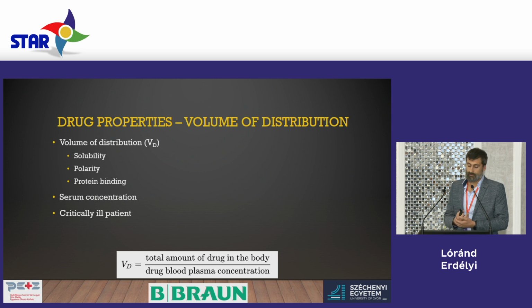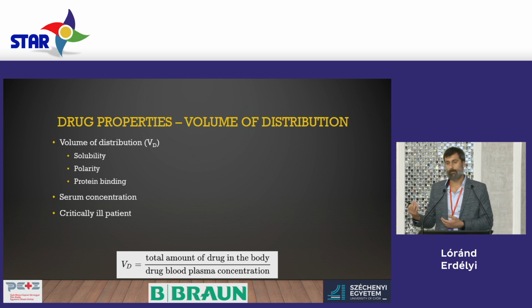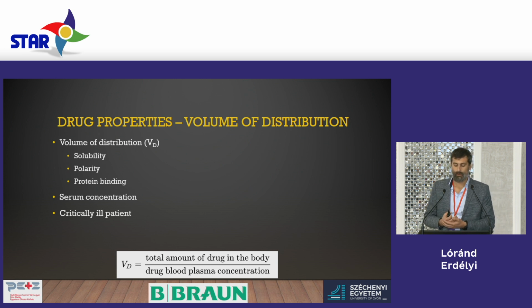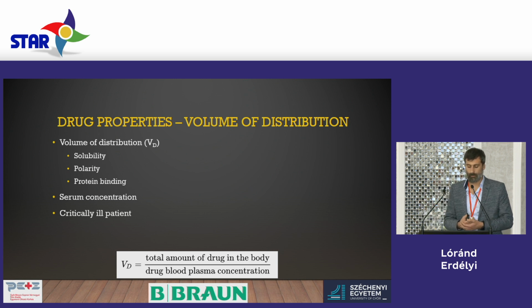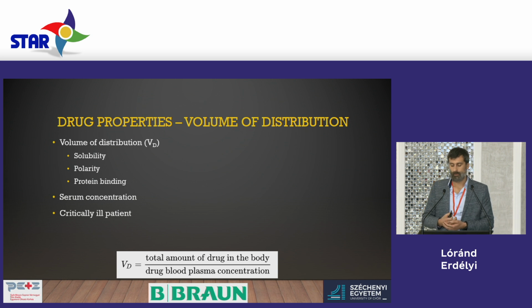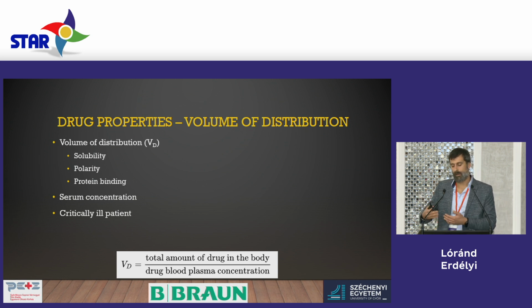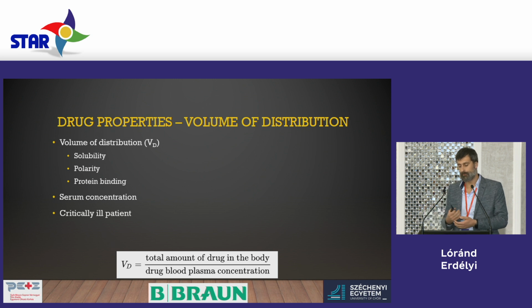The volume of distribution describes the extent to which a drug is distributed between tissues. VD is directly proportional to the amount of drug distributed in the tissue. A large VD means a larger tissue distribution. In general, drugs with high lipid solubility, lower polarity, and low protein binding have a higher volume of distribution.